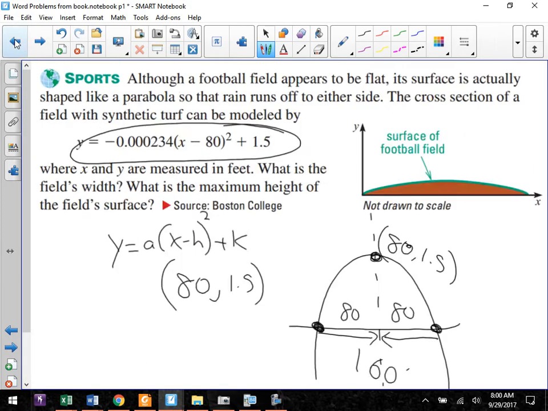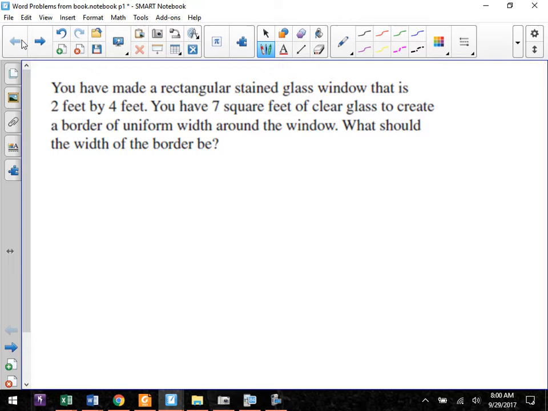So if I go back to the very first page, you have made a rectangular stained glass window that is 2 foot by 4 foot. Wow. Congratulations for staining some glass. That's awesome.